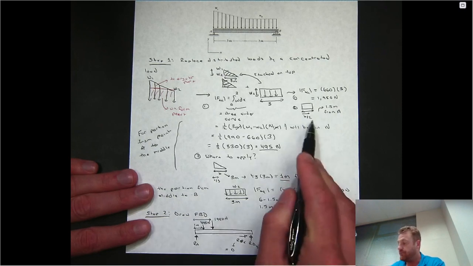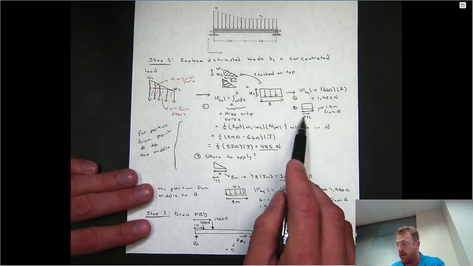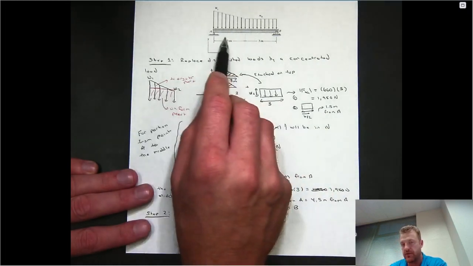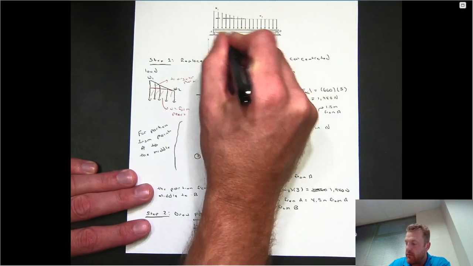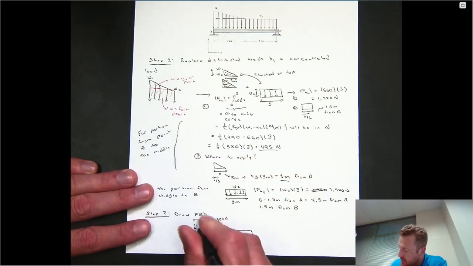And if you remember, we applied it halfway throughout the load distribution. So the rectangular portion of this was 3 meters long. So it's going to be applied 1.5 meters from A. So this is 1.5 meters.